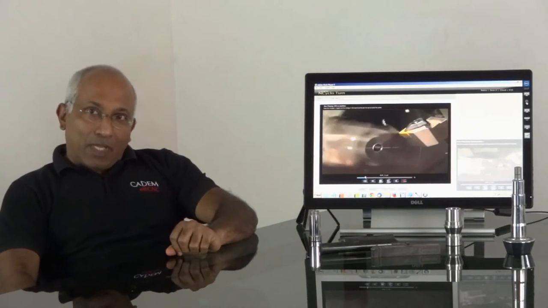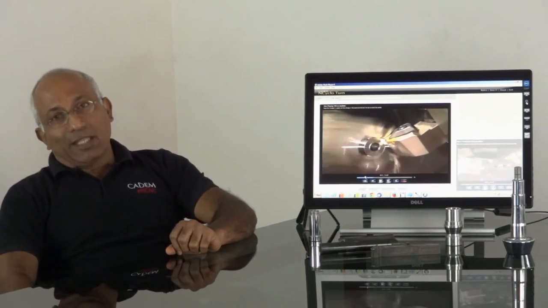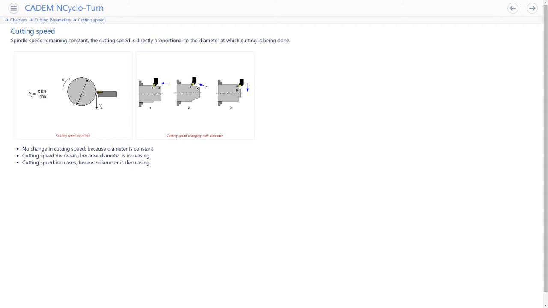In this lecture, I will be talking about cutting parameters on CNC lathes and their selection. The main cutting parameters are the cutting speed, feed rate, and depth of cut. The cutting speed is the linear speed of the tool relative to the part. It is not the same as the spindle speed.